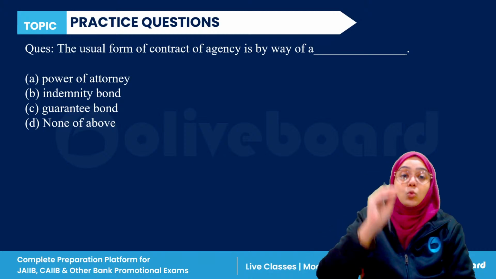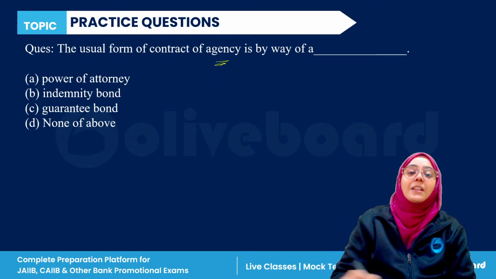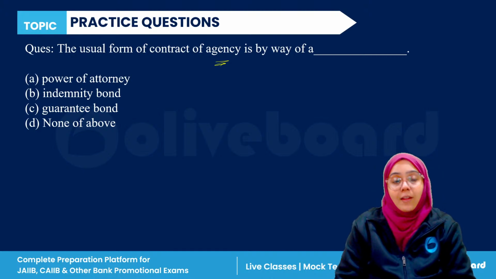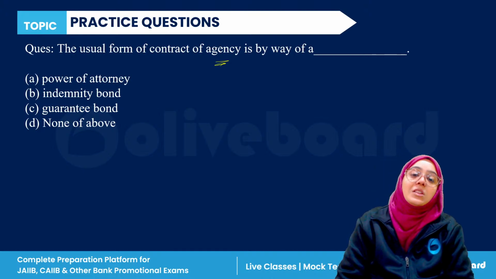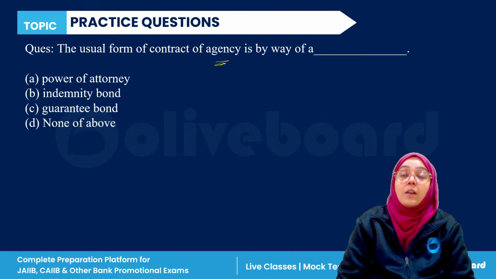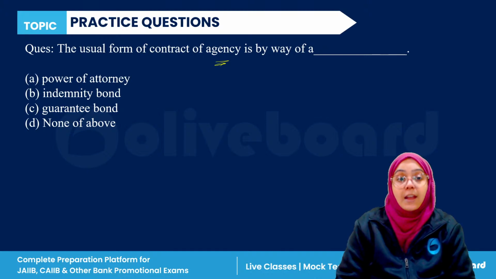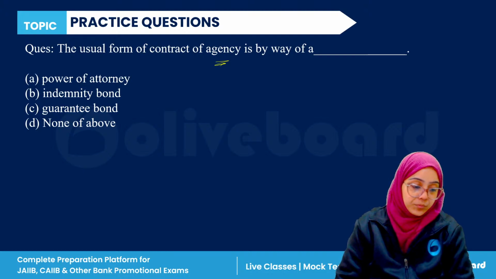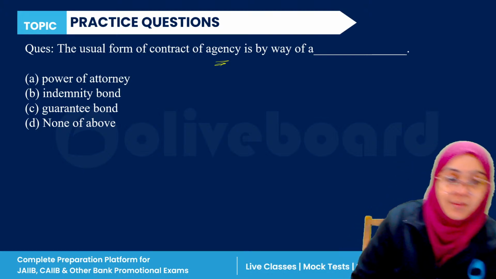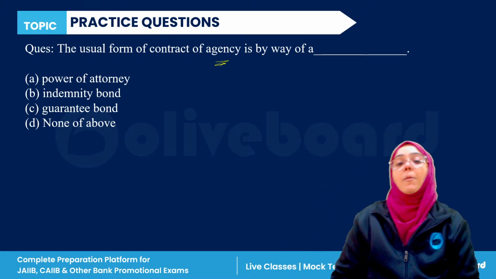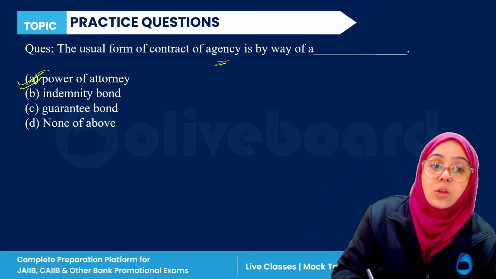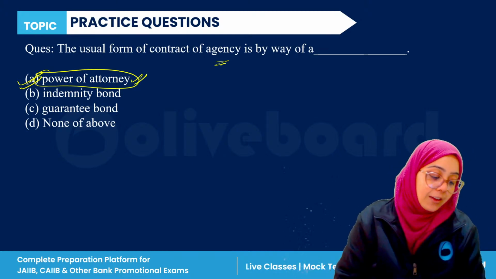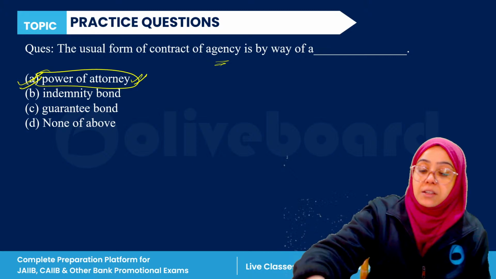Next question. The usual form of contract of agency is by the way of power of attorney, indemnity, guarantee, or none of the above. So if there is a usual contract of agency, it is actually governed by which? Everyone, please answer this question. The usual form of the contract of agency is by the way of power of attorney. So A is the correct answer.